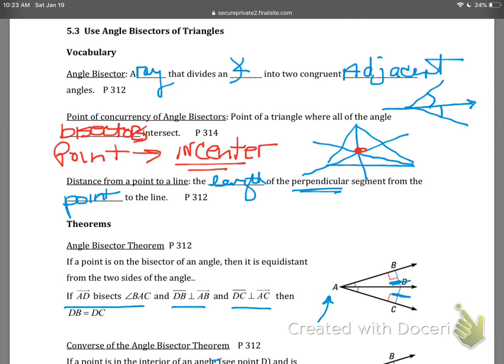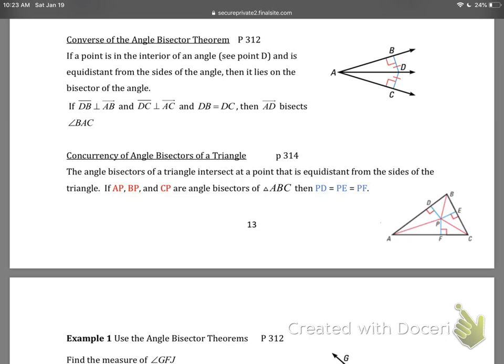So now we're going to go to the converse of that, which is just reading it backwards. So let's do that on the next page. All right, here's the converse of it. So if a point is in the interior of the angle, so here point D is what they're speaking about, it's inside angle BAC. So if it's in the interior of an angle and is equidistant from the sides of the angle, okay, so you already have those equidistant hash marks, then it lies on the bisector of the angle.